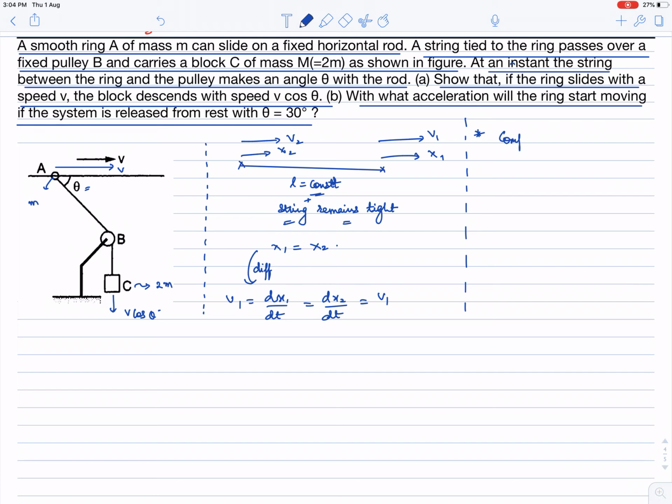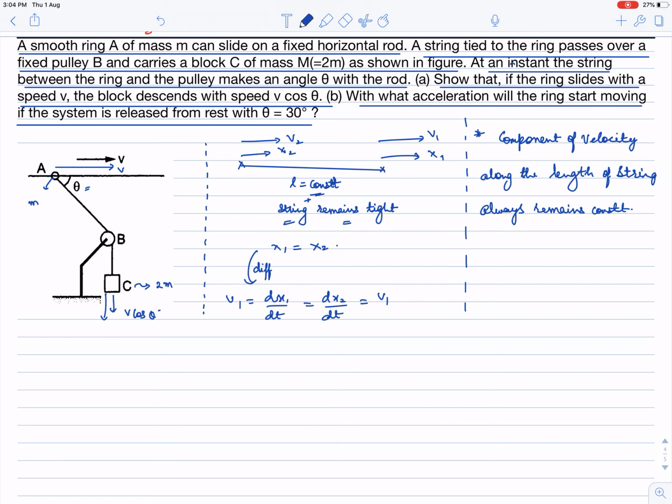Or you can say a statement that the component of velocity along the length of the string always remains constant. Now let's see how we use it.